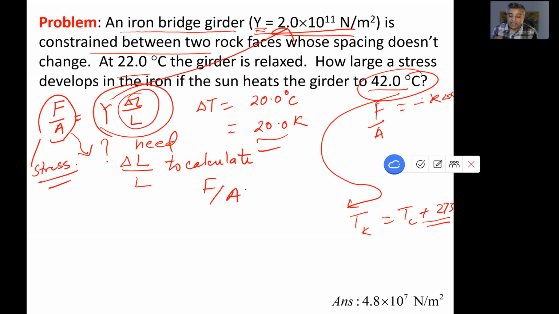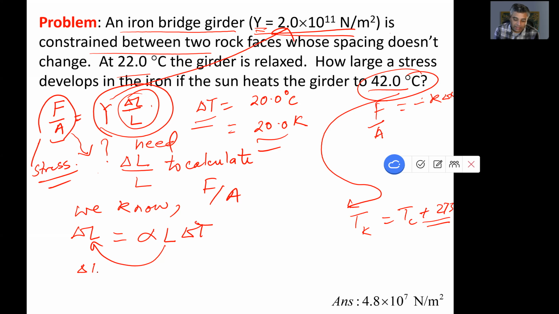Now, how do we do that? Since the temperature difference is given, and temperature difference, original length and change in length are related. Change in length is alpha times length times change in temperature, right? We wrote this formula in the last slide, so we can use that. And we are looking for delta L over L, so I can just bring this L down here, and it's going to be alpha times delta T.